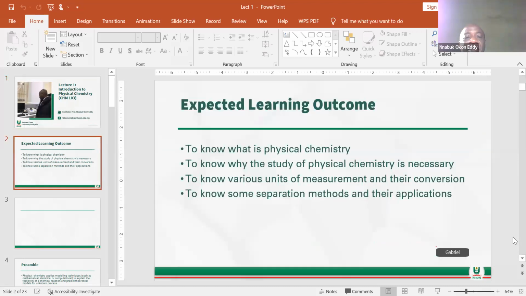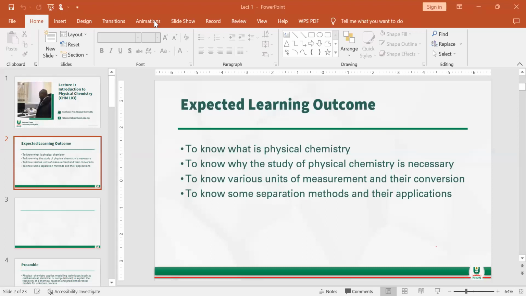For today's facilitation, we shall strive to know what is physical chemistry, because this is the first time you are taking physical chemistry as a course. We try to know why this study of physical chemistry is necessary. Why is it necessary that you should study physical chemistry, even when some of you are not chemists? You know the various units of measurement, because that's a starting point. We measure volume, we measure mass, we measure different things. What are their units? And what's the standard unit?